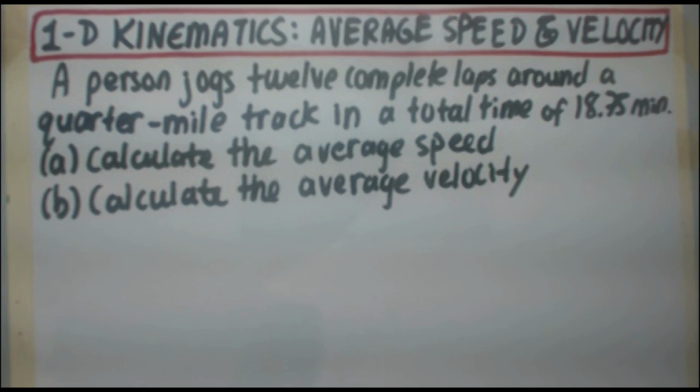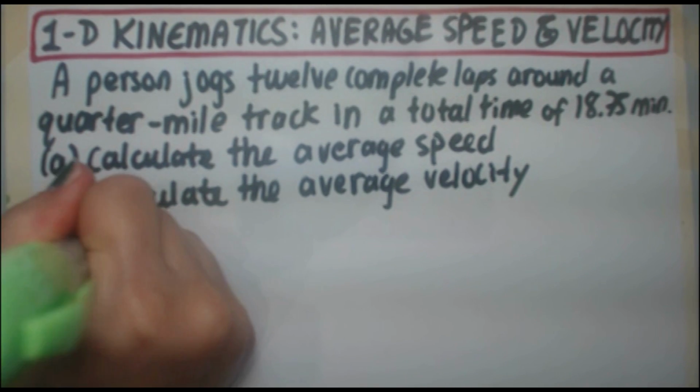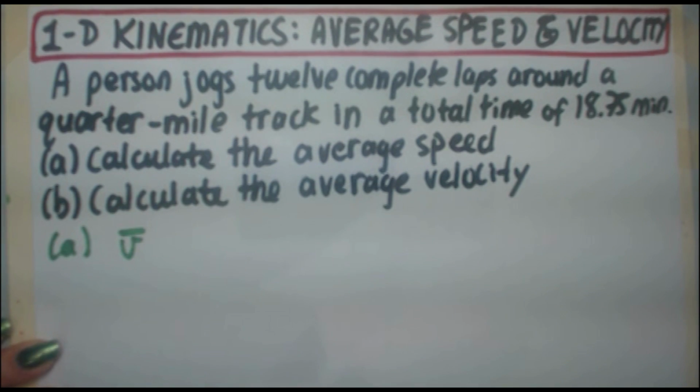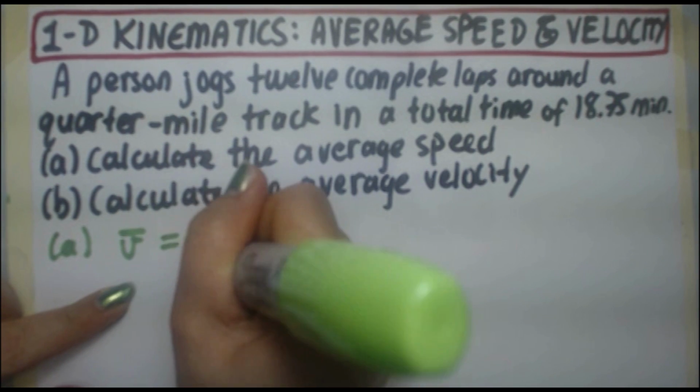A person jogs 12 complete laps around a quarter-mile track in a total time of 18.75 minutes. A, calculate the average speed, and B, calculate the average velocity. Okay, so the first thing is, well, how do you find average speed? If you watched the previous two videos on average speed and average velocity, you would see that the formula is v with a line across it for average speed. Speed is distance traveled over the change in time.